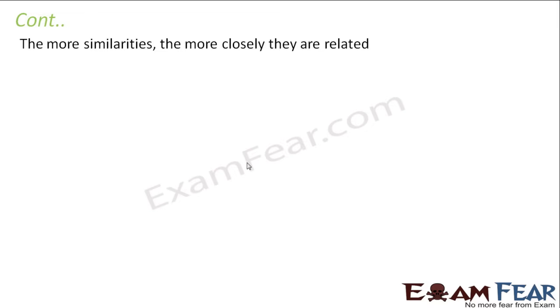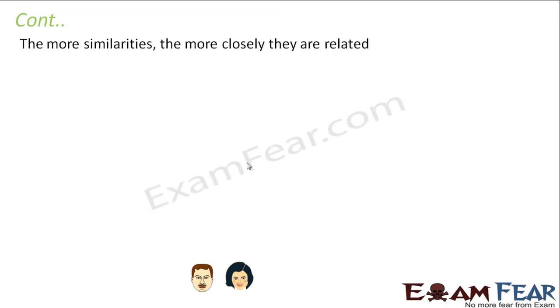But do you think that you look very similar to your friend? No. So when you look very similar to your brother and you look very different from your friend, what does that mean? That means the more the similarities, the more closely they are related. So there are more similarities between you and your brother, so you are closely related. There are fewer similarities between you and your friend, so you are not close relatives.